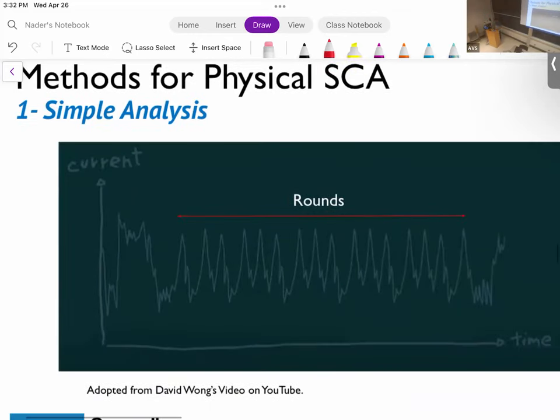And the third one is for something like AES or DES. If I run the entire DES or AES, I'll see something like this, okay? For example, I see some activity at the beginning, and then I see repetitive patterns. Remember we had different rounds, right? So this is basically where the rounds are. As you can see, I can count how many rounds. And what I'm going to do next is zoom in on them and maybe even find more information. So again, simple analysis can give you information about different phases of your program.